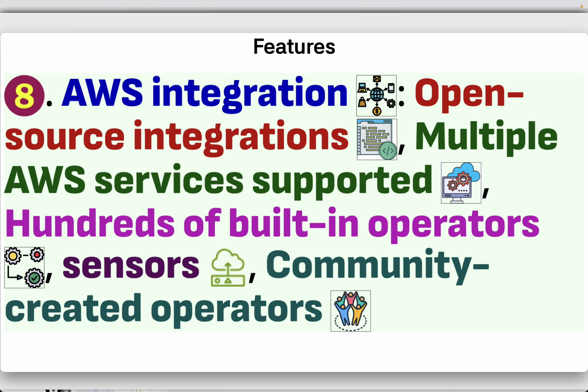Amazon Managed Workflow for Apache Airflow supports open source integrations with Amazon Athena, AWS Batch, Amazon CloudWatch, Amazon DynamoDB, AWS DataSync, Amazon EMR, AWS Fargate, Amazon EKS, Amazon Data Firehose, AWS Glue, Lambda, Redshift, Amazon SQS, Amazon SNS, Amazon SageMaker AI, and Amazon S3, as well as hundreds of built-in and community-created operators and sensors.